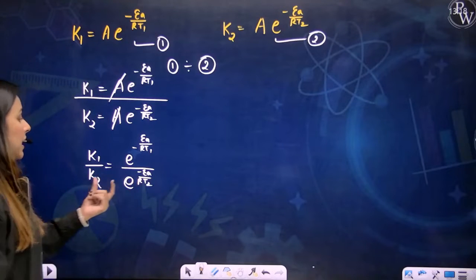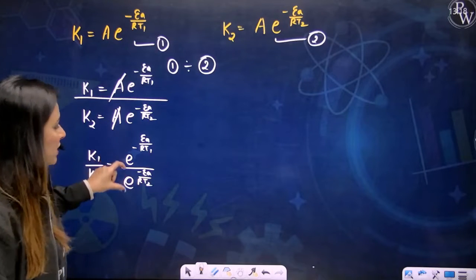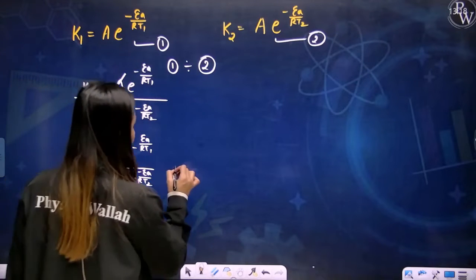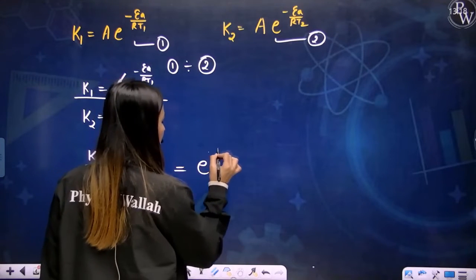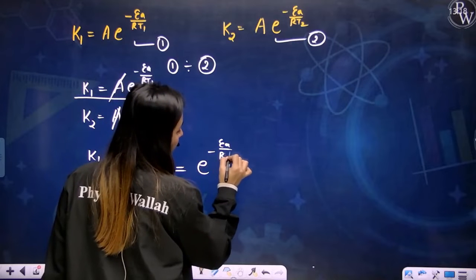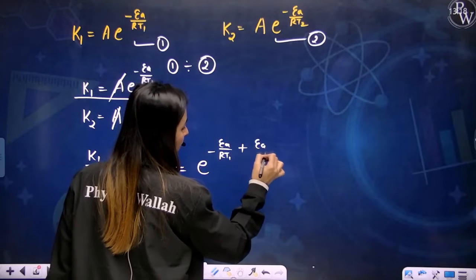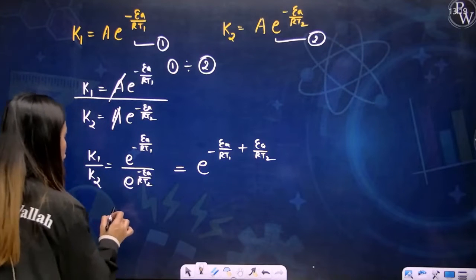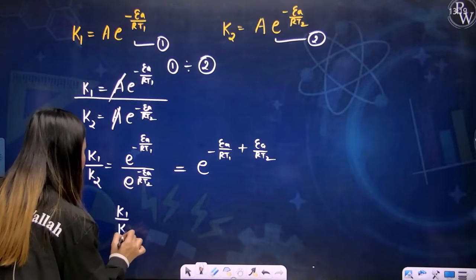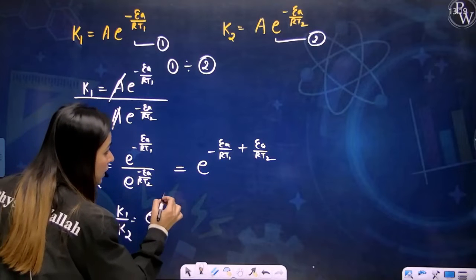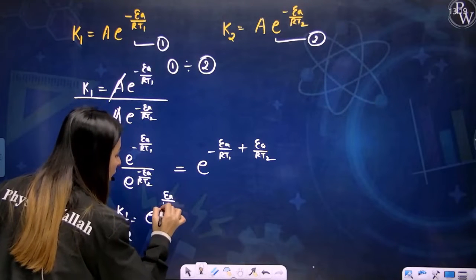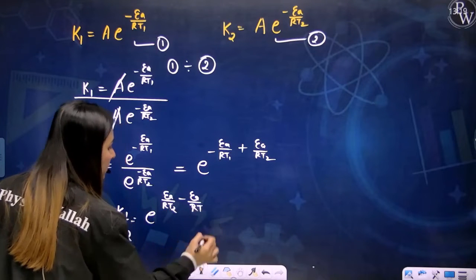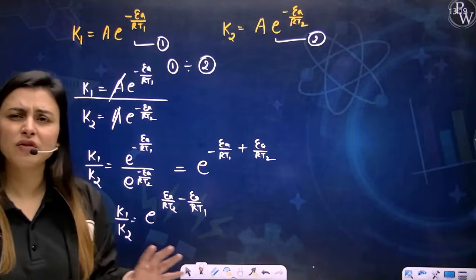Okay, yes. Can I take this power? These both are powers of e. So can I take this power in the upper part? Yes, it would be e raised to the power minus Ea by RT1 plus Ea by RT2. So your K1 by K2 came out to be e raised to the power Ea by RT2 minus Ea by RT1. Till now I hope everything is clear.